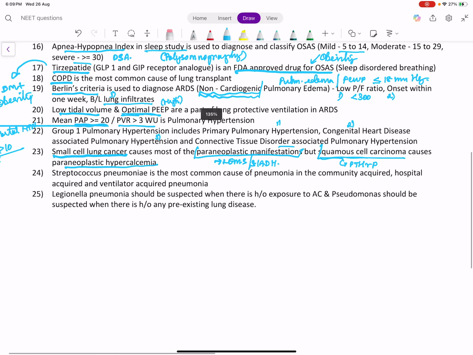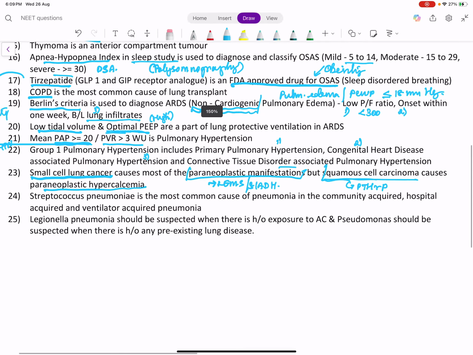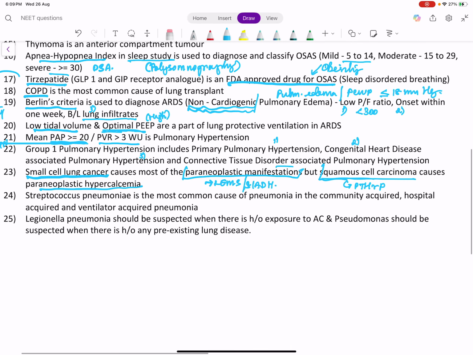About pneumonia, one point to remember very much is whatever be the cause of pneumonia, be it a community acquired outpatient pneumonia, an admitted community acquired pneumonia, hospital acquired pneumonia, ventilator acquired pneumonia, or a HIV person having pneumonia, or an immunosuppressed person having pneumonia, the most common cause of pneumonia overall is Streptococcus pneumoniae.